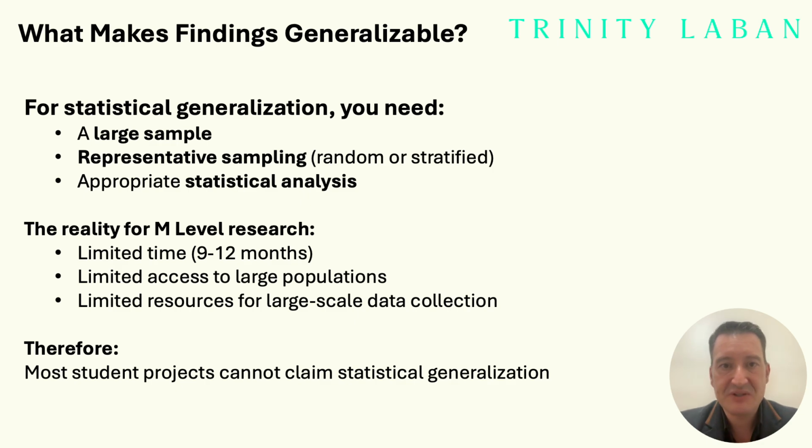Secondly, you need a representative sample. Your sample needs to actually reflect the population that you want to generalize about. So if you've just simply sampled whoever's volunteered or whoever you could easily access, your sample is almost certainly biased in some way. Thirdly, you need appropriate statistical analysis. You need to use the right statistical tests, check assumptions. You need to know what your data can and cannot tell you.